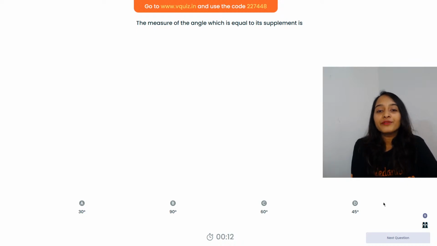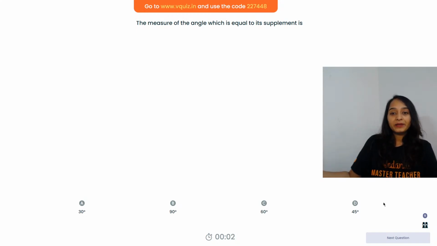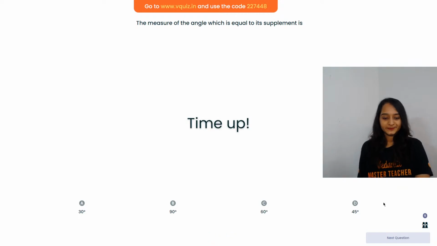The measure of the angle which is equal to its supplement is what?